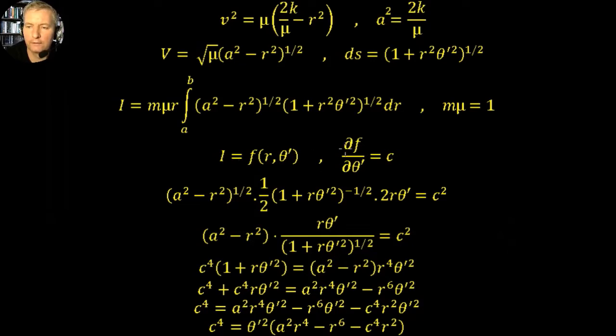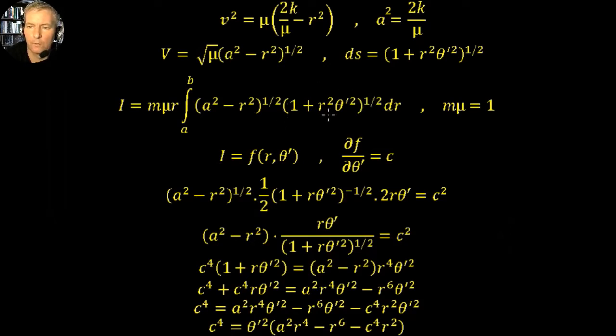So again, we can use a simplified Euler-Lagrange equation, and we can write that out as partial f by partial theta derivative equals a constant. All we've got to do is differentiate this with respect to theta derivative. The only thing that has a theta derivative in it is this term here, so the other term will be left the same as it is, and this term here is just going to be the chain rule.